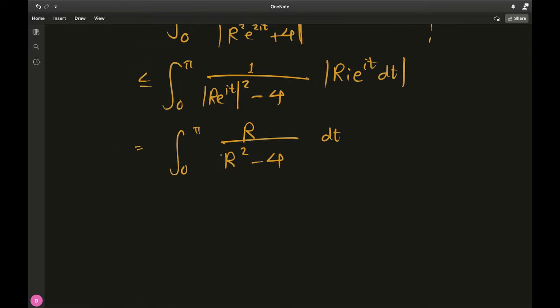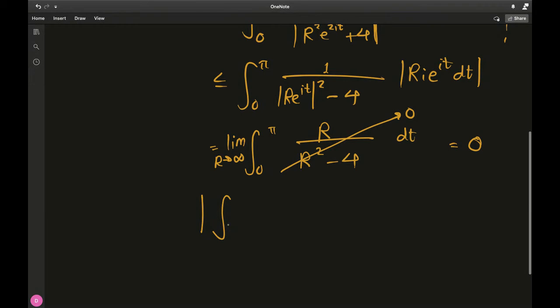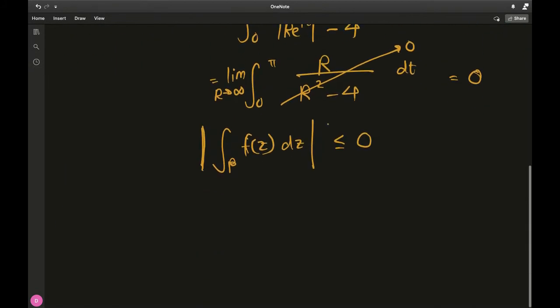And now at this point, I would like to take the limit as r goes to infinity. As r goes to infinity, the denominator will naturally dominate, being of order 2, so this entire thing will just become 0. You know what that means? That means that the mod of the integral over beta of f of z dz is less than or equal to 0, following this trail of less than or equal to's.